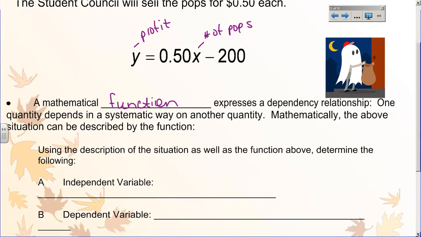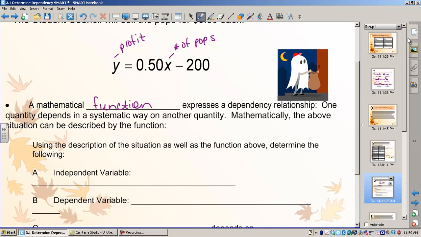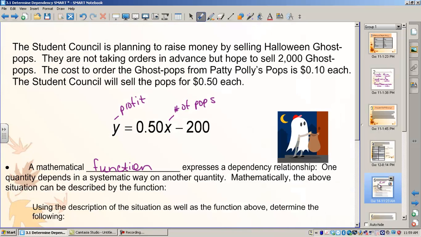So let's think about this for a minute. Does the profit depend on the number of pops sold, or does the number of pops sold depend on the profit? If you go back to that table that I made you fill in at the very beginning, you will see your x and your y are in that table, and you should be able to tell me right away which one's independent, which one's dependent based on that table. So x is the independent variable and y is the dependent variable.